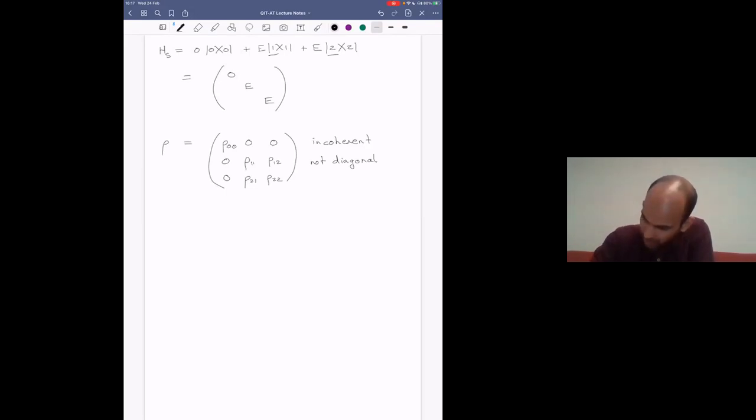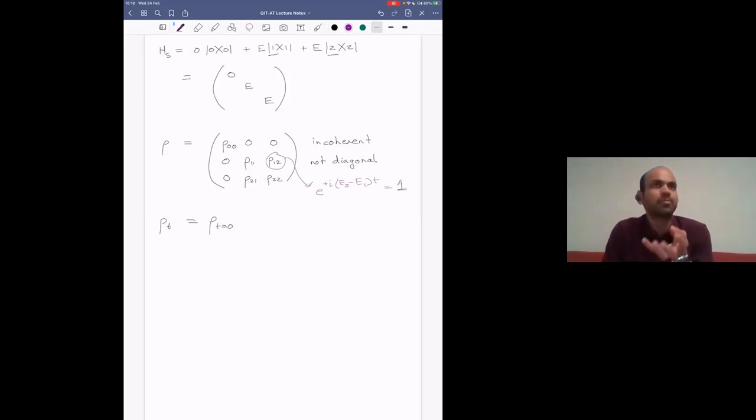And the reason is that if I now time evolve this, it's going to be the same as at t equals zero, because these matrix elements will add a phase of e to the minus i, or e to the plus i in this case, e2 minus e1 times t. But because e2 and e1 are the same here, that's just equal to one.